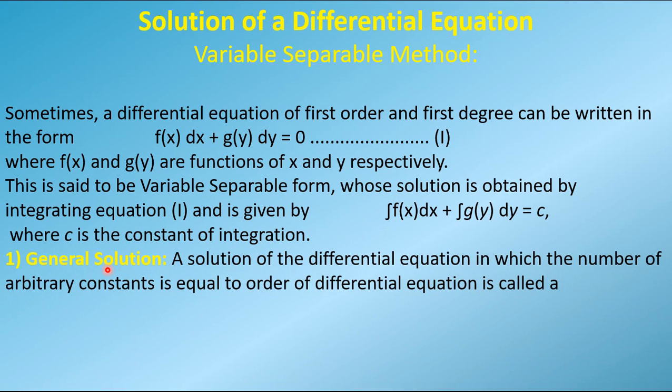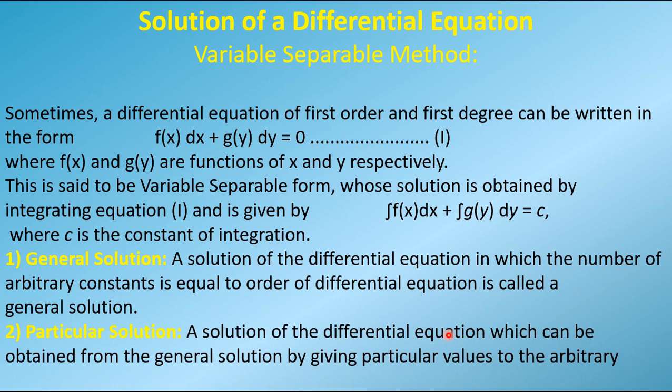Now there are two types of solution. One is general solution, one is particular solution. So the solution of the differential equation in which the number of arbitrary constants is equal to the order of the differential equation is called the general solution. And a particular solution, obtained from the general solution by giving particular values to the arbitrary constants, is called the particular solution. So note this point.